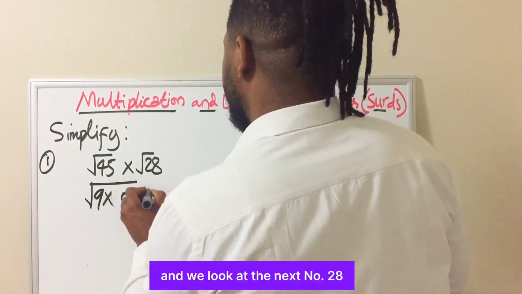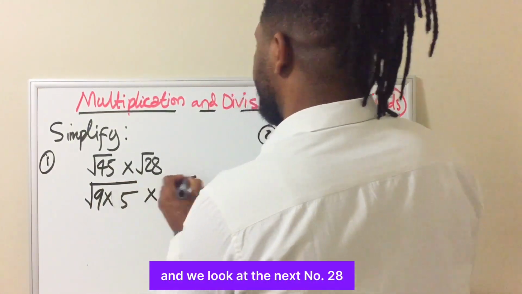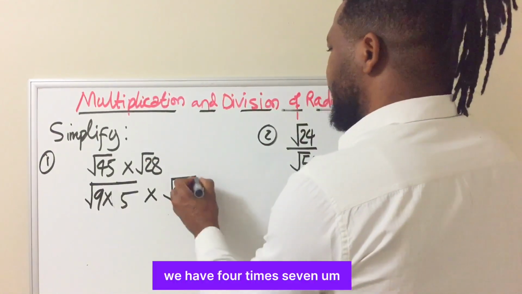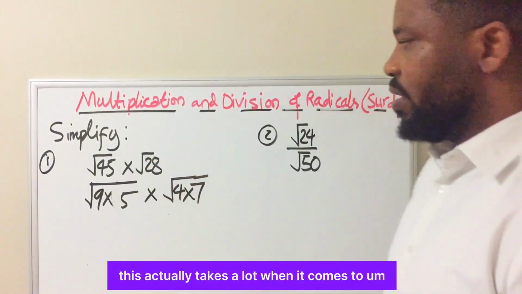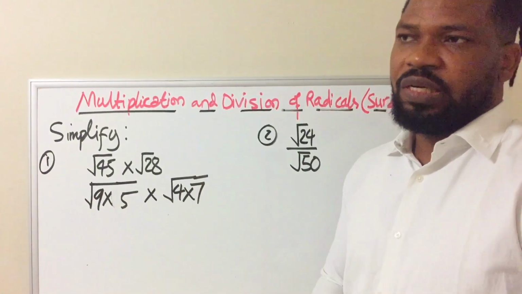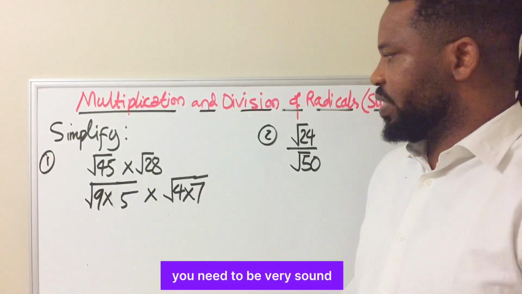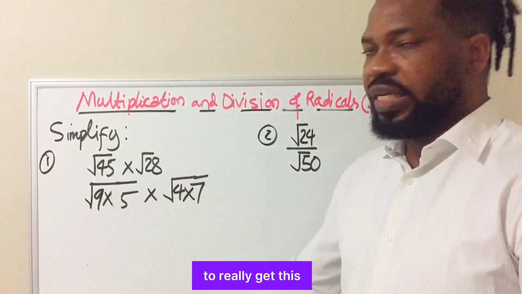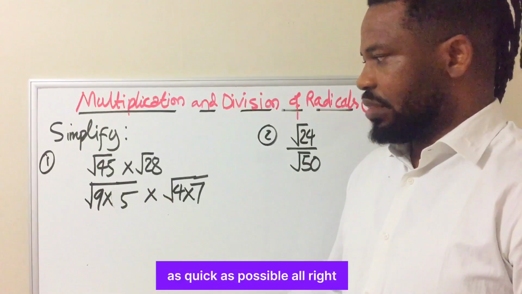And we look at the next number, 28. We have 4 times 7. This actually takes a lot when it comes to multiplication. You need to be very sound with your multiplication table to really get this as quickly as possible.